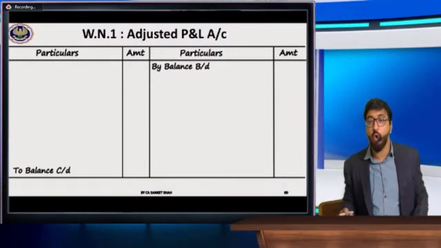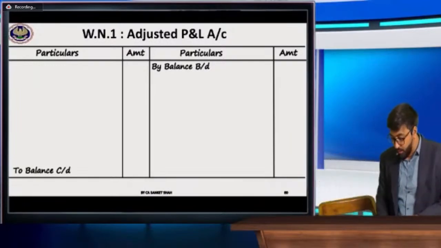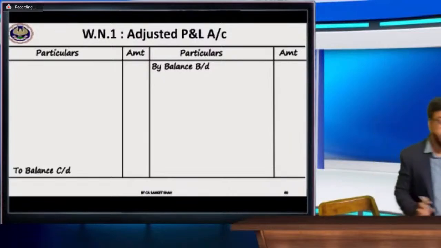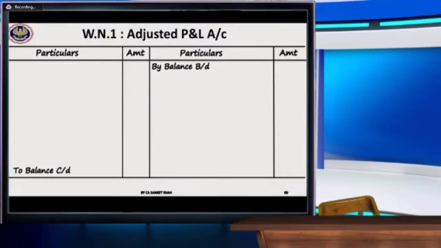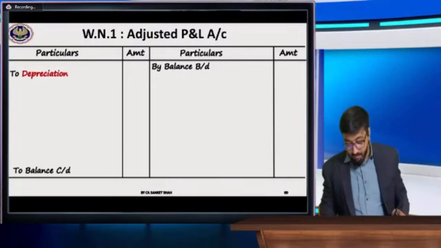Retained earnings is what? Retained earnings is nothing but your opening profit and your closing profit. So by balance brought down. Then after getting by balance brought down and to balance carried down, yes, some items that we are going to eliminate. So some items mean depreciation.